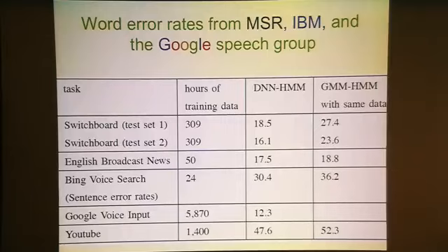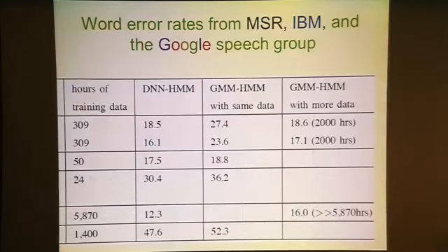Microsoft says like 300 hours is a lot. Google thinks a lot is 5,000 hours. They got down to 12.3%, and I need another slide to show you where they started. They started with a lot more than 5,000 hours of training with the Gaussian mixture models, and they were getting 16% error. And so that's a huge improvement. They've got rid of like a quarter of their errors. And it's even better now.